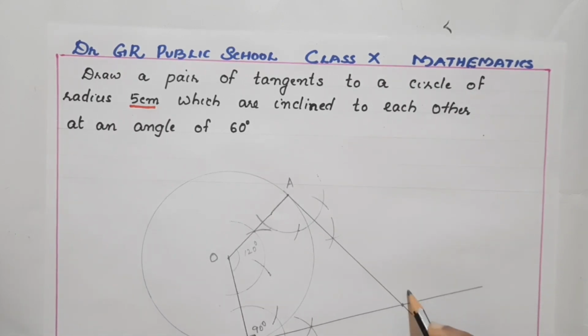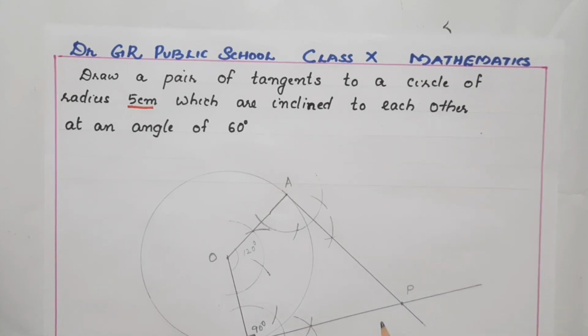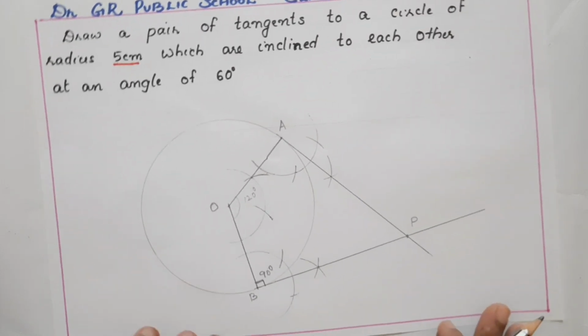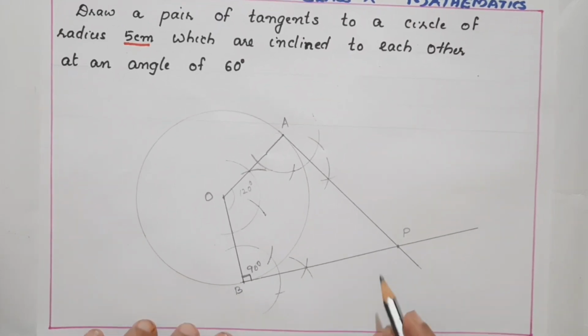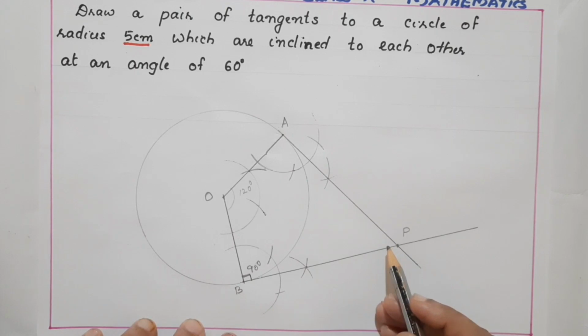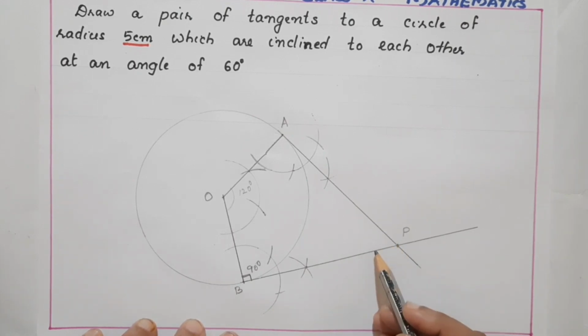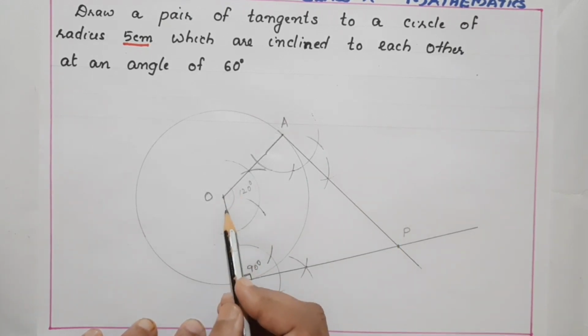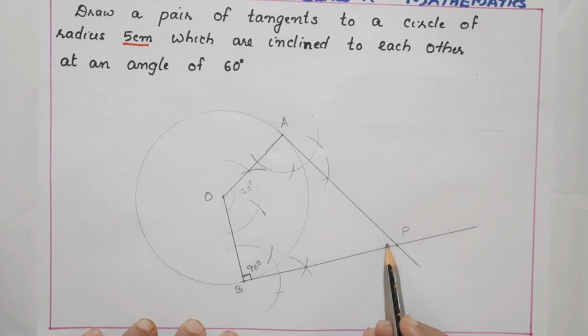This point is P. Now if you are measuring this angle, surely it will be 60 degree. Okay. So you can use the protractor to check this answer. If this is 120 degree, this will be 60 degree.